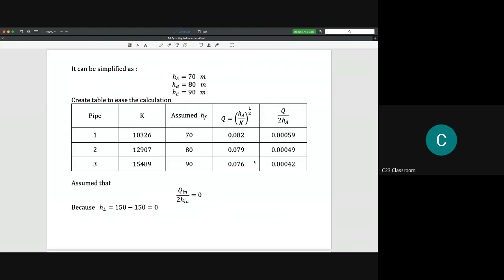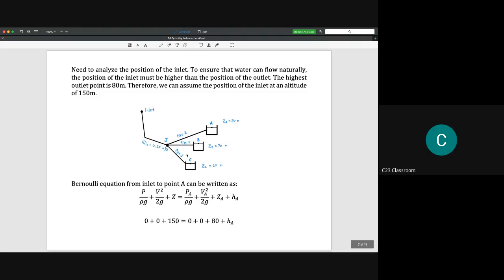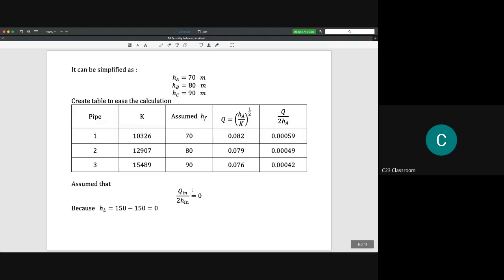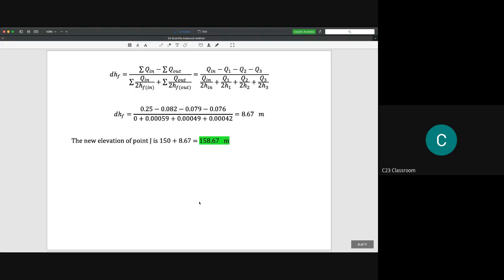So for this situation, we need to assume that the Q in over 2H for inlet is equal to 0, because if we put the calculation here, we are comparing inlet with inlet. So the elevation is 150 and also 150 here. So the losses will be 0. So we assume that Q in over 2H for inlet is equal to 0. Then we substitute all that value in this equation.